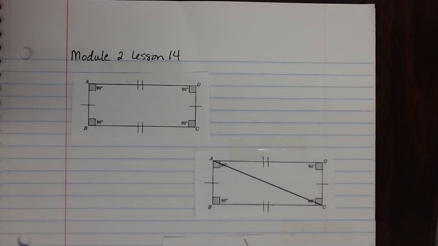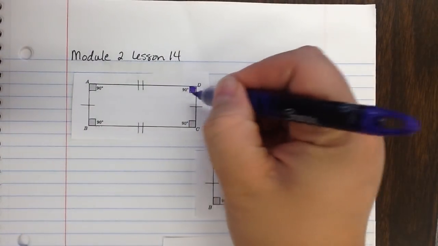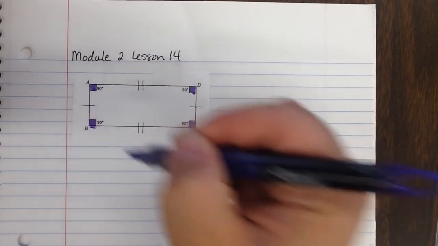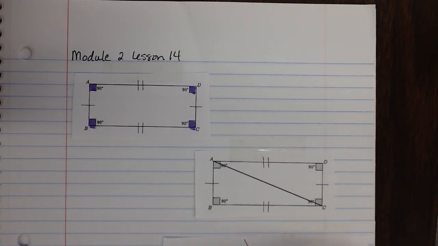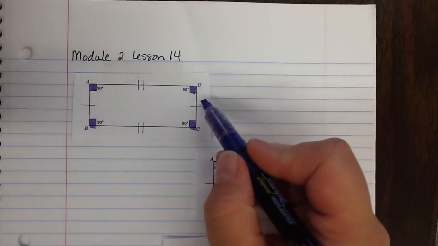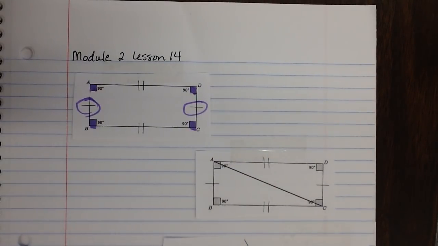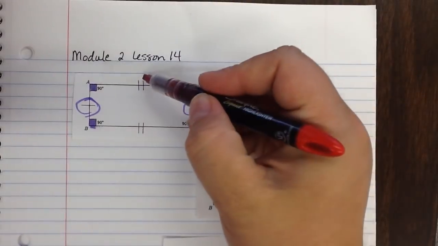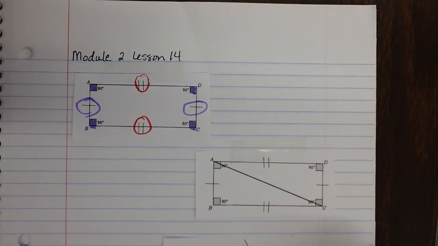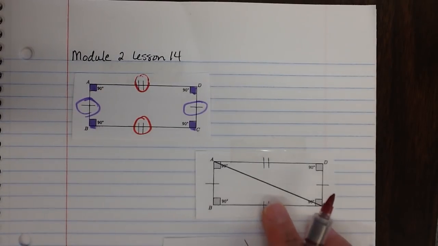So we're going to start with this rectangle here, and we're going to look at the properties. I'm just going to highlight them as I go. All four corners, all four angles are 90 degrees. We know that the opposite sides of the rectangle, this side and this side, are the same length because they have one tick mark. And the top and the bottom are the same length because they have two tick marks. So if we draw a diagonal through it, what happens?